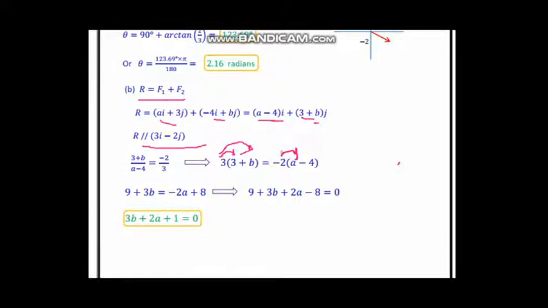Also negative 2 by a, negative 2a, negative 2 by 4 will be 8. After that, we get the 0, 4. So we have 9 plus 3b plus 2a minus 8. 9 minus 8 will be positive 1. I hope you got it.